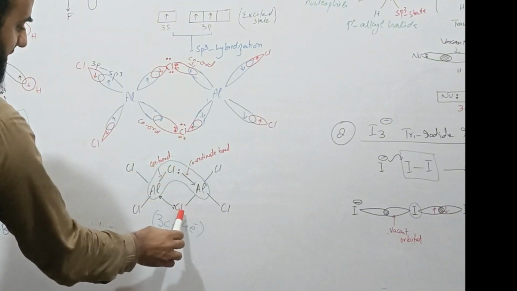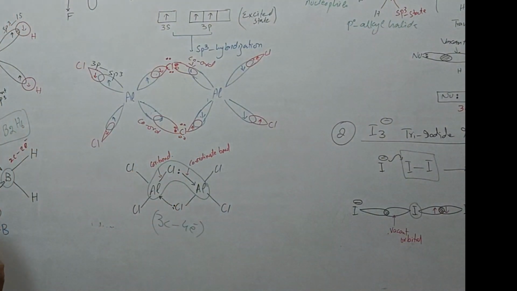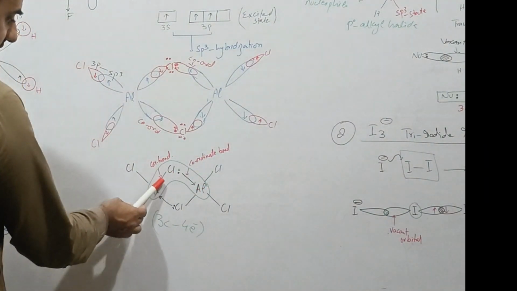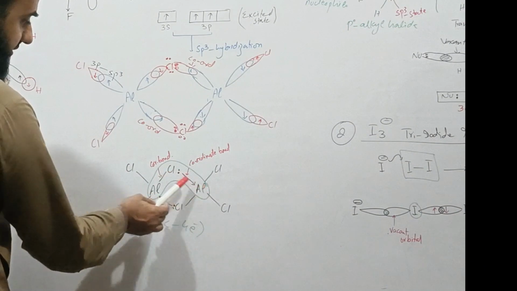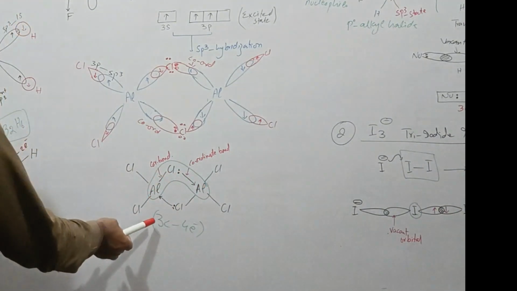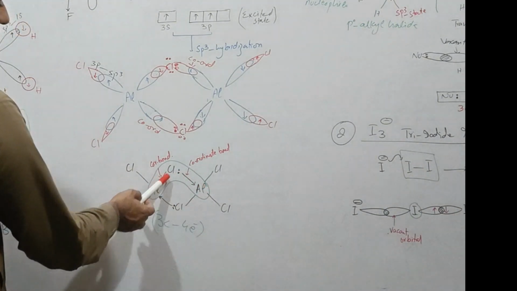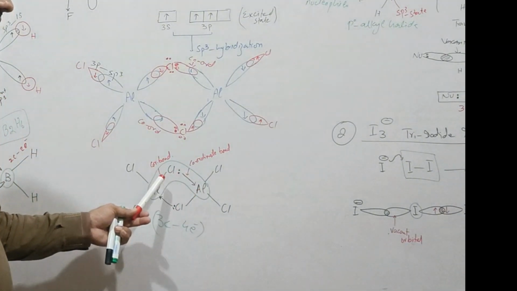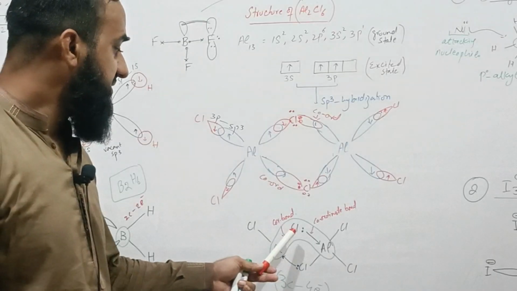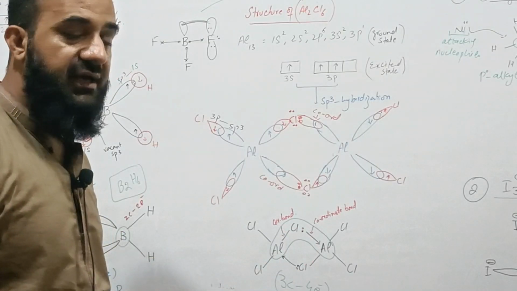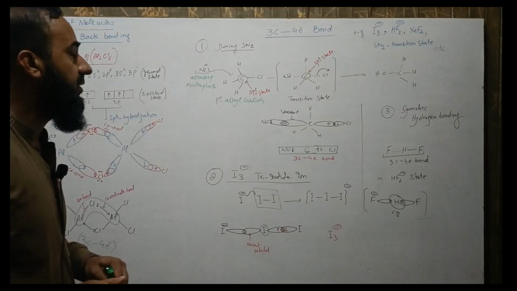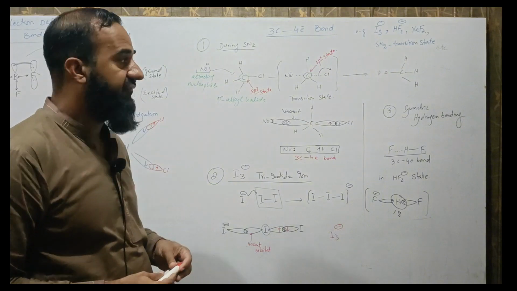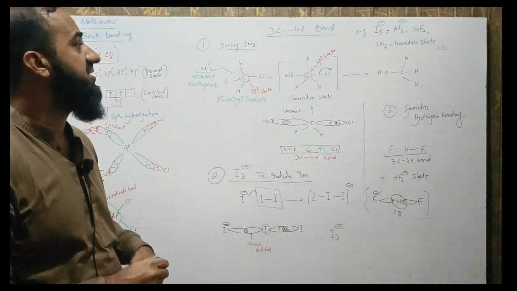If we see the structure, this chlorine is acting as a bridge. Similarly, this chloride is also acting as a bridge. If overall we look at this structure, there are 4 electrons and 3 centers. So we can say it is a 3 centered 4 electron bond, but the nature of both the bonds is different. So what is true 3 center 4 electron bonding? Let's discuss.